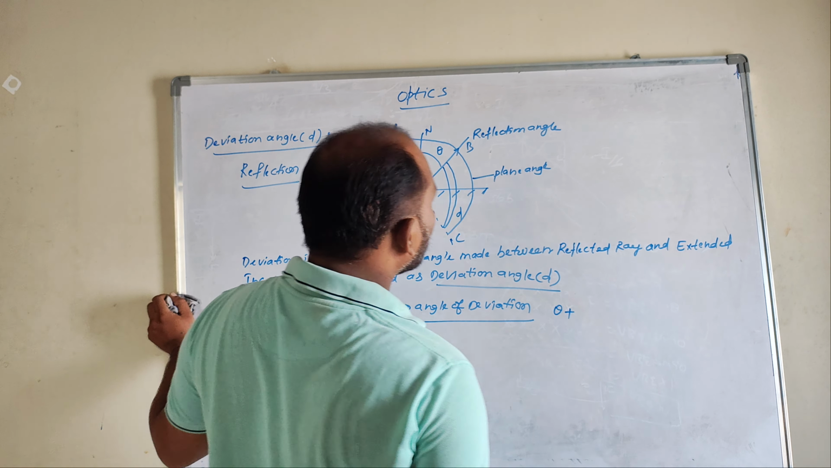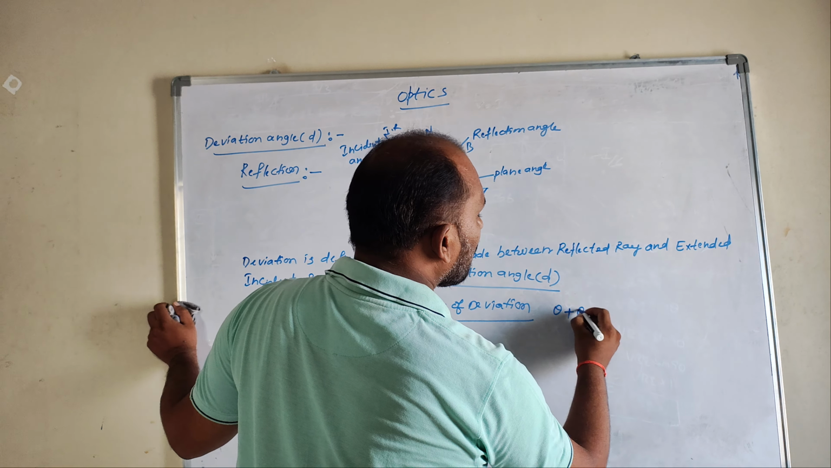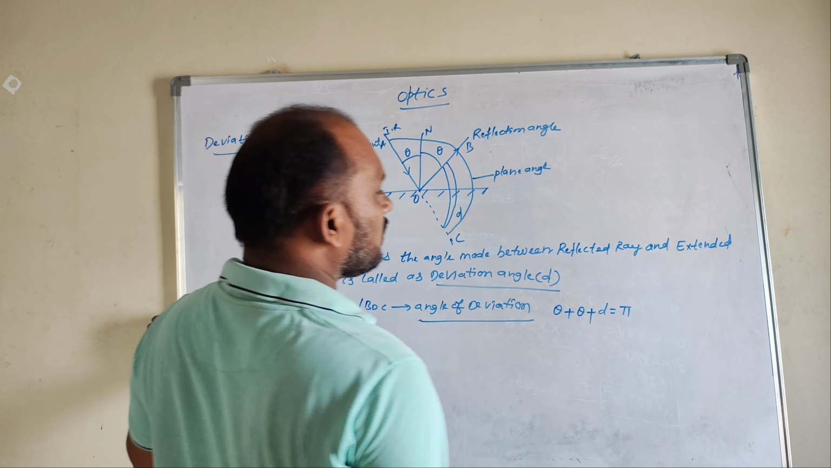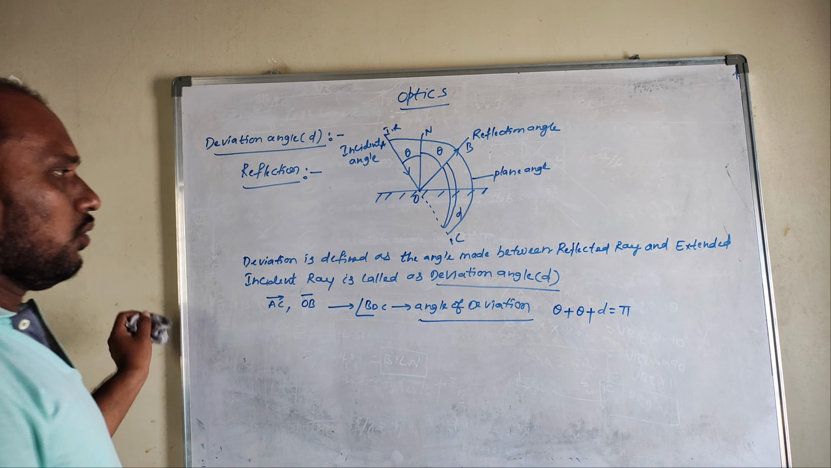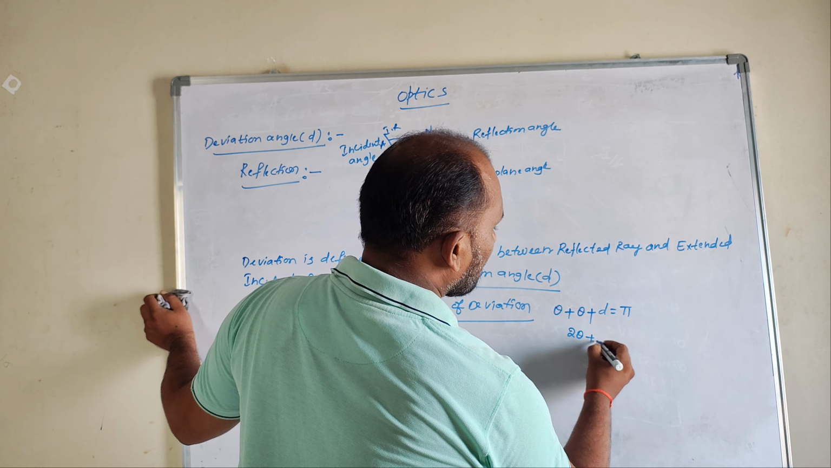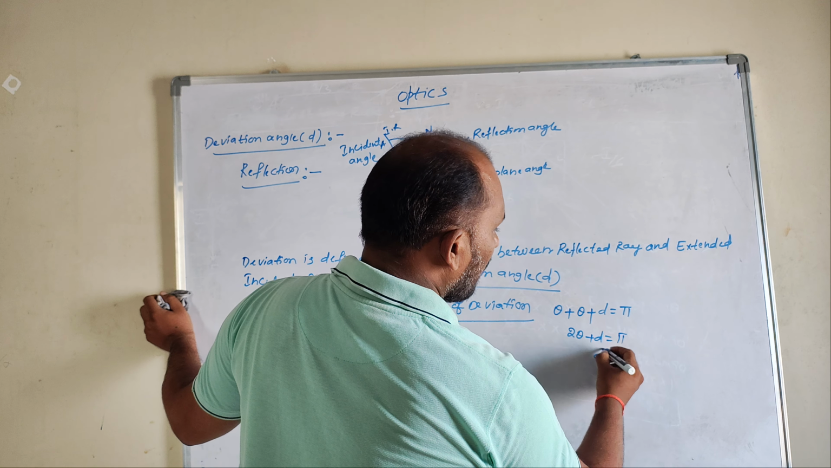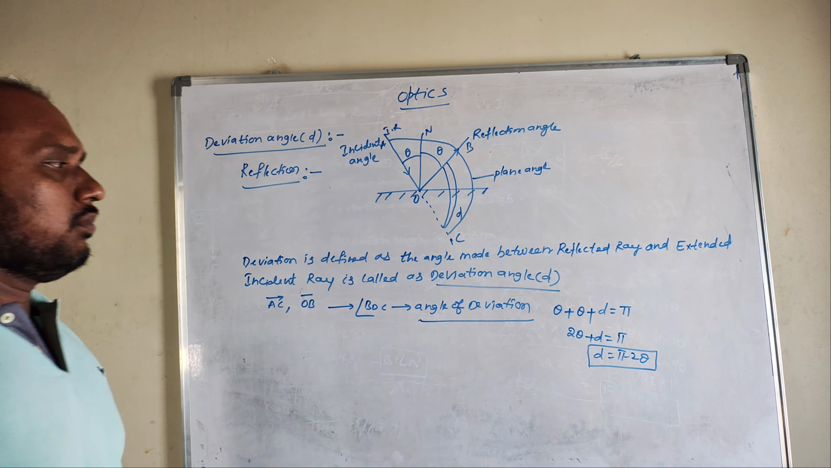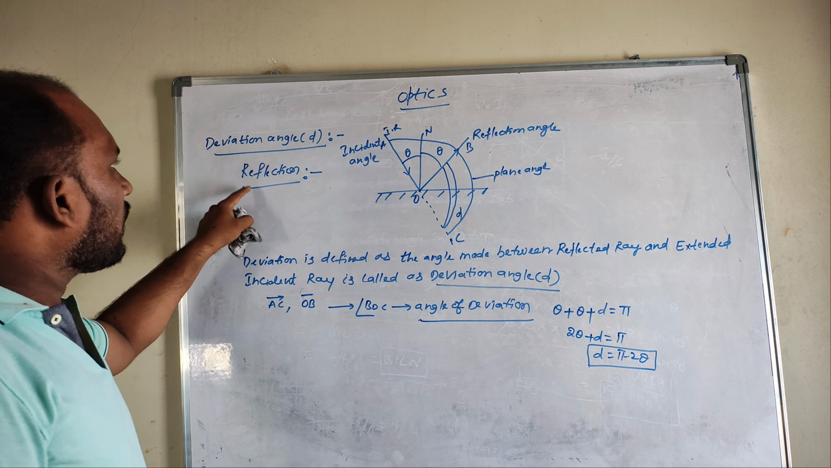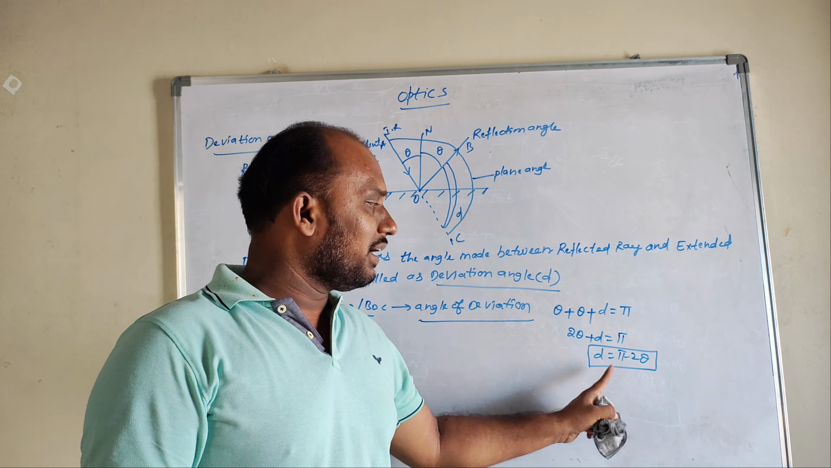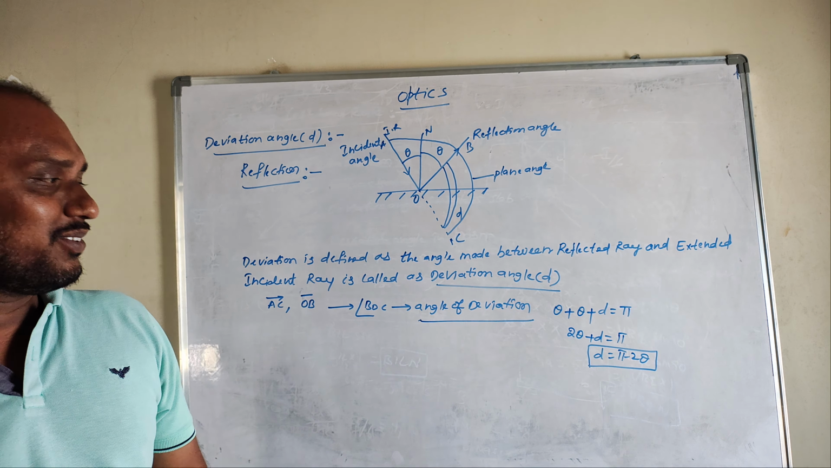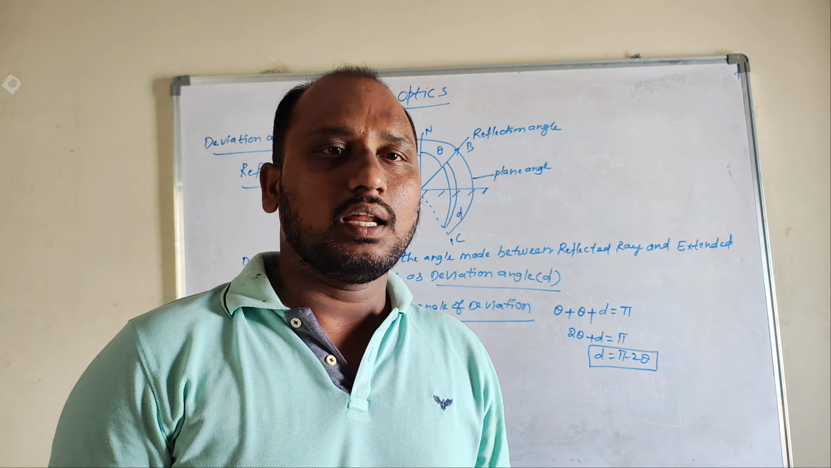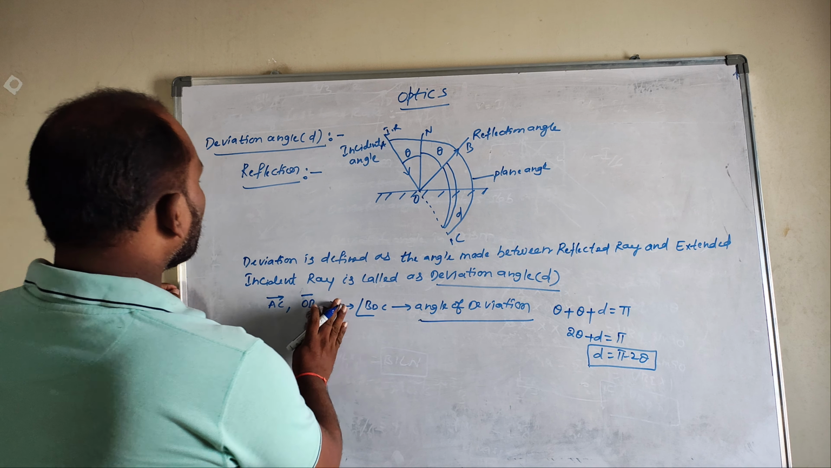Now theta plus theta plus D is equal to pi, where pi is 180 degrees. Theta plus theta is 2 theta, so 2 theta plus D is equal to pi. D is equal to pi minus 2 theta. So for reflection, what is the angle of deviation? D is equal to pi minus 2 theta. I hope people understood. So D is equal to pi minus 2 theta in reflection for finding the deviation angle.